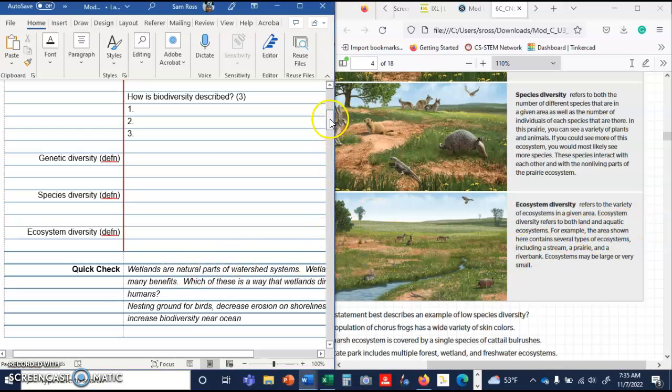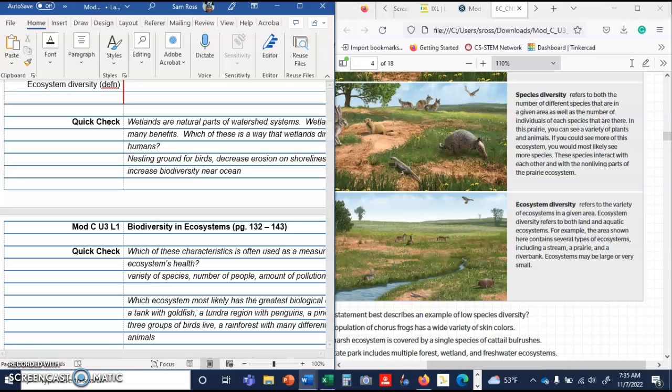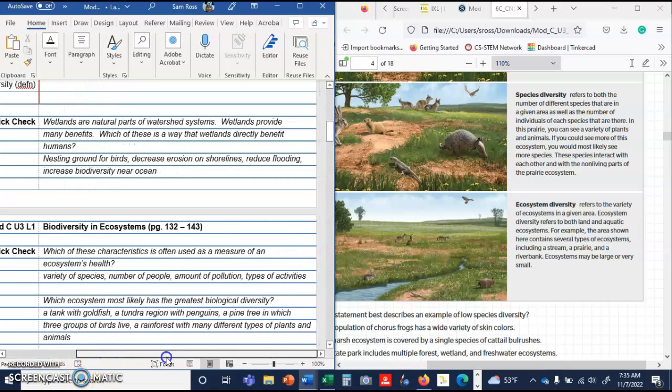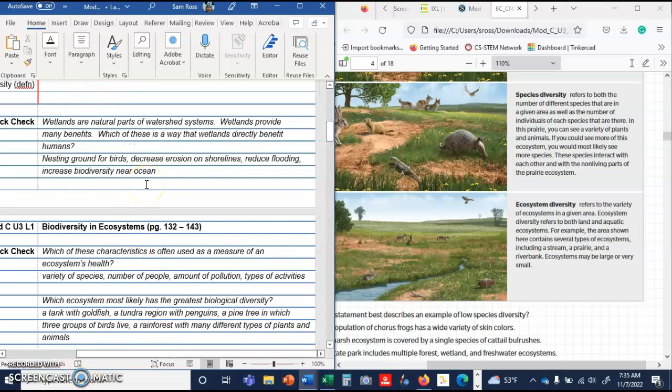And then we come to our first quick check. It says wetlands are natural parts of watershed systems. Watersheds are where, when it rains, it runs down through the watershed. Sometimes it goes under the water or under the land. Sometimes it goes into a lake. Wetlands provide many benefits. Which of these is a way that wetlands directly benefit humans? Let's see. And what I have is that it reduces flooding. Wetlands actually slow the water down, which is kind of cool.